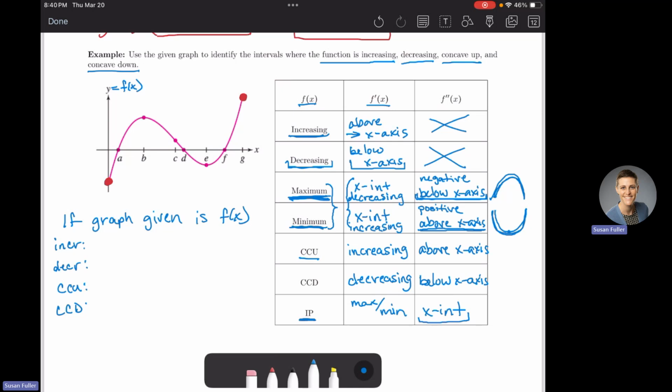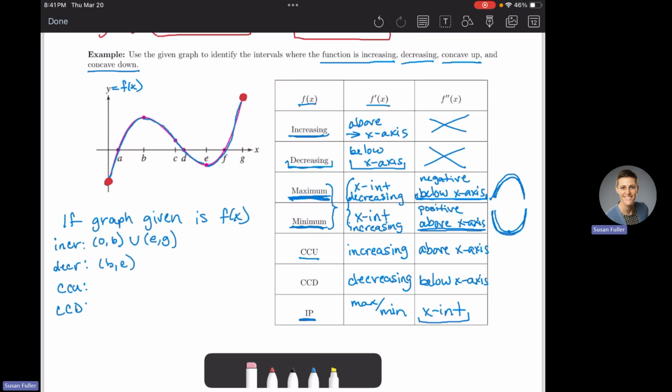Okay. So then where is this function increasing? Well, it's increasing from 0 here all the way up to here, which is B. And then I'm also increasing from here up to here, which is from E to G. So that's where this OG function is increasing. I can just look at it and tell. Decreasing is going to be the opposite of that, right? It's from here to here. That's where we're decreasing. It goes from B to E.